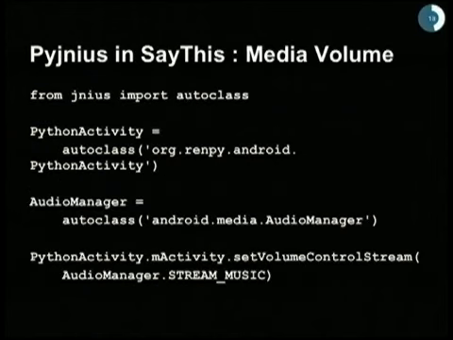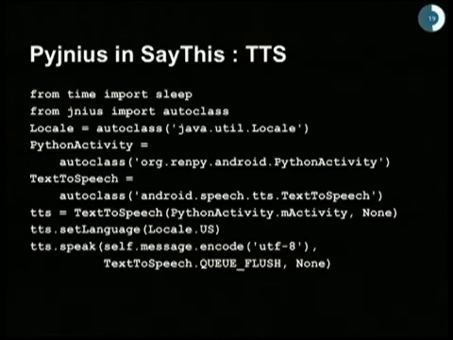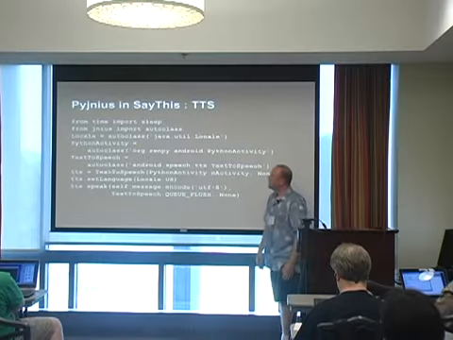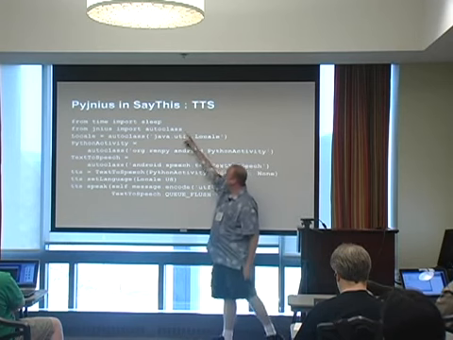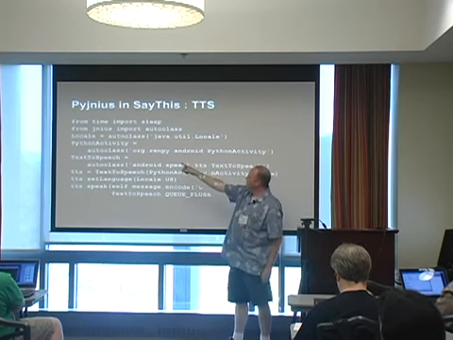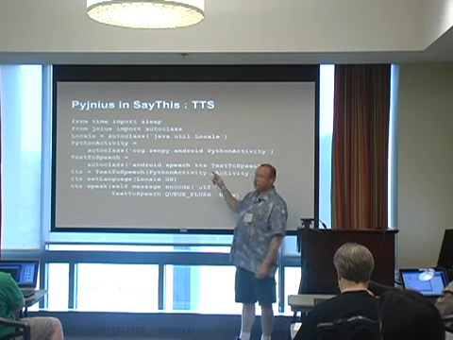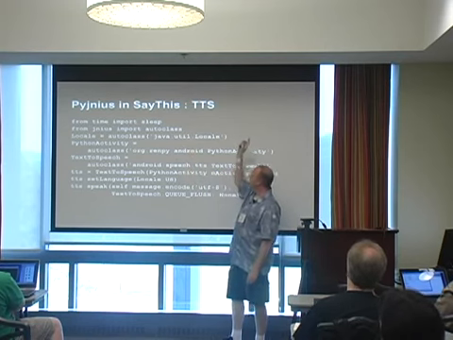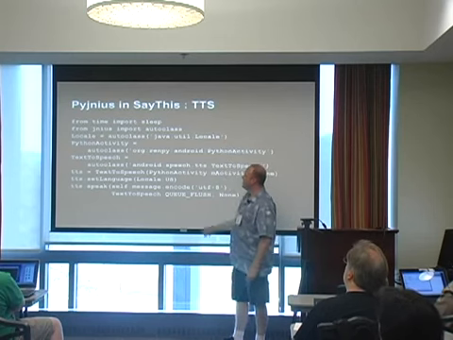So that was to set the media volume. Here's another example from before Plyer. And actually, if you look at Plyer's TTS, it's pretty much this still. It's just put into Plyer so you can abstract it away. So we've got the same thing, autoclass. We need a locale, so we need to know what language we're dealing with. And that's an Android thing, so we have to get the Java util Locale. We have to autoclass that. We need our activity again.